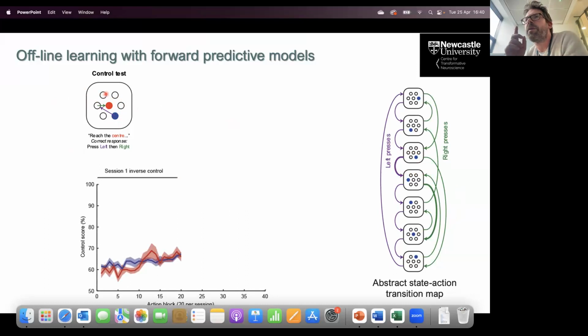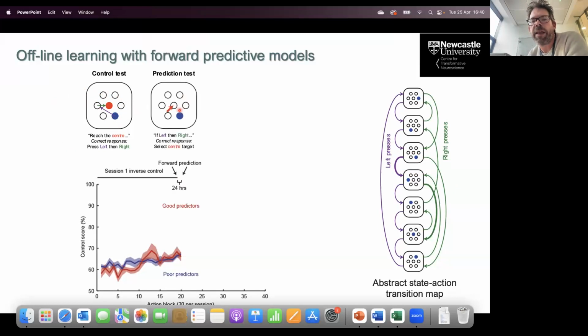And then at the end of learning, we did a second test where we tested their ability to make predictions about the consequences of their actions. In the second test, we gave them a current location and a sequence of actions. So we said, if you pressed left and then right, where would you get to? And they had to indicate with a mouse click which target they thought they would get to. So the control test is, can you generate actions to get you to goals? And the prediction test is, can you predict the consequences of your actions?